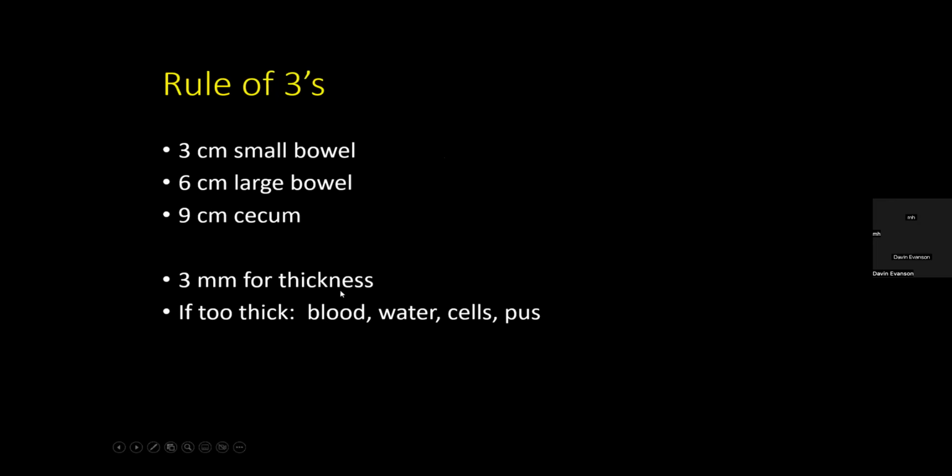And why is it thickened? Well, we go over this in the chest, but think of something infiltrating the wall. Blood, water, cells, or pus. It could be hemorrhage. It could be edema, a low protein state. It could be cells from either inflammation or lymphoma, or it could be an infectious enteritis.